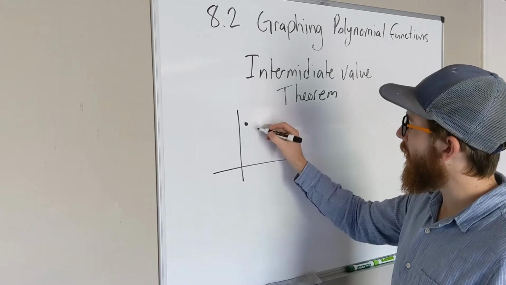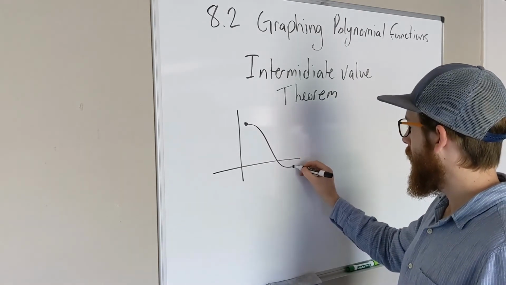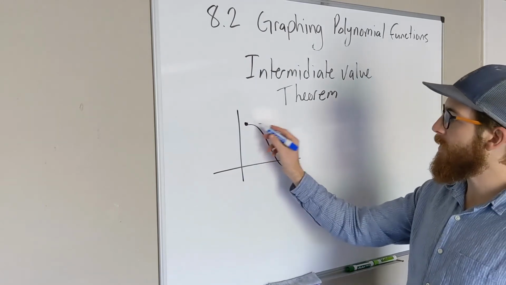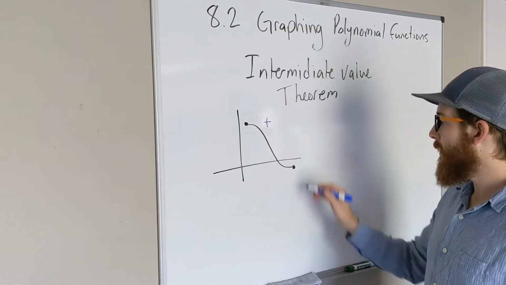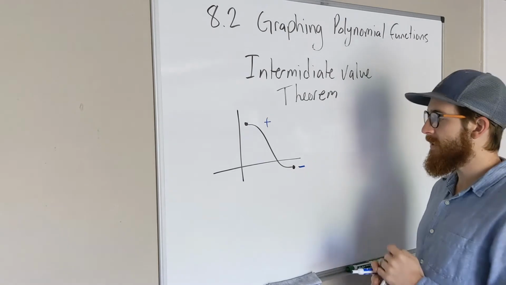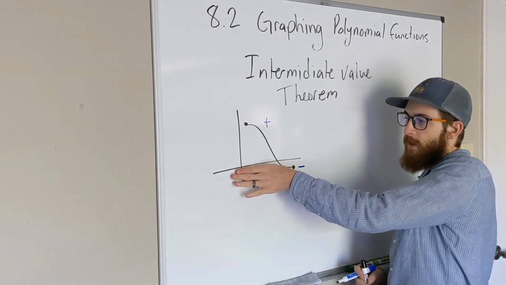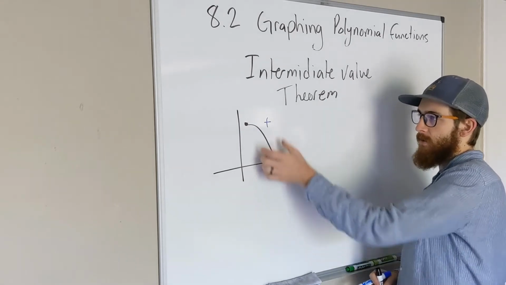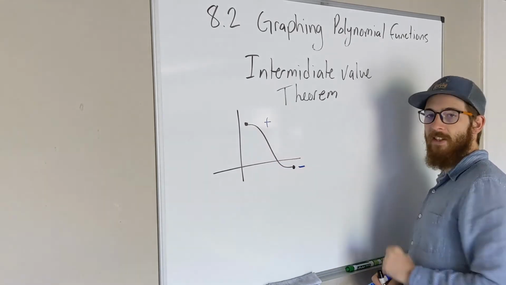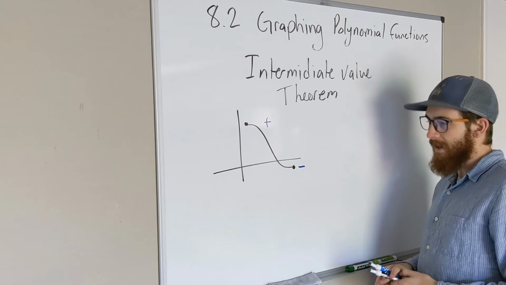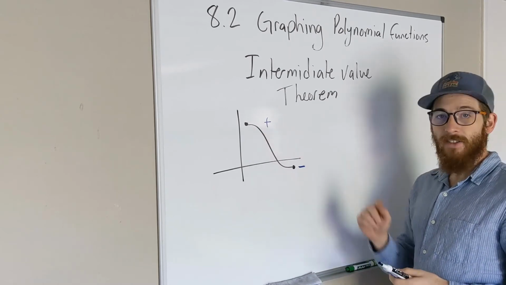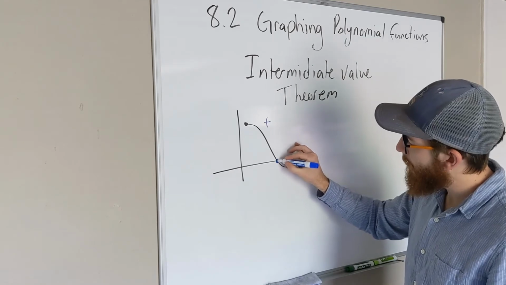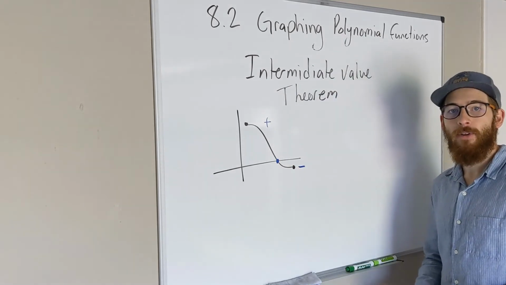If I pick a point here and a second point here, the sign of this first point is positive. The sign of this second point is negative. Why? Because the first one is above the x-axis. The second one is below the x-axis. So this is a positive value. This is a negative value. What that tells me is if these two values have opposite signs, it must cross the x-axis. It's got to have a 0.